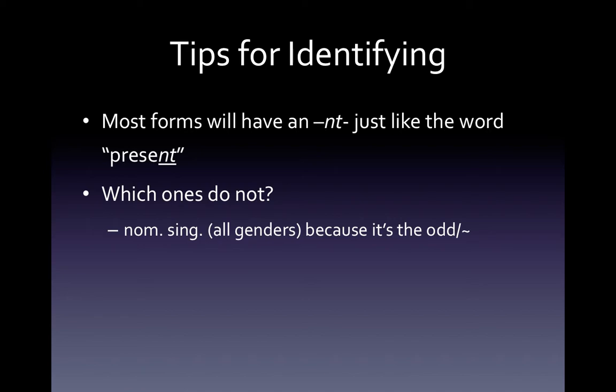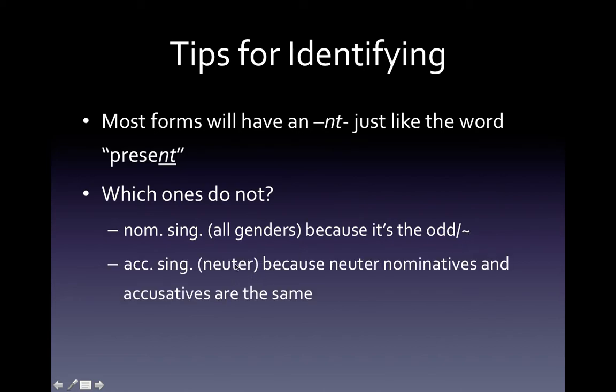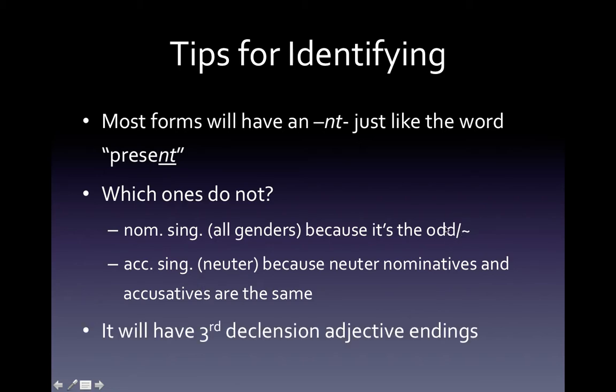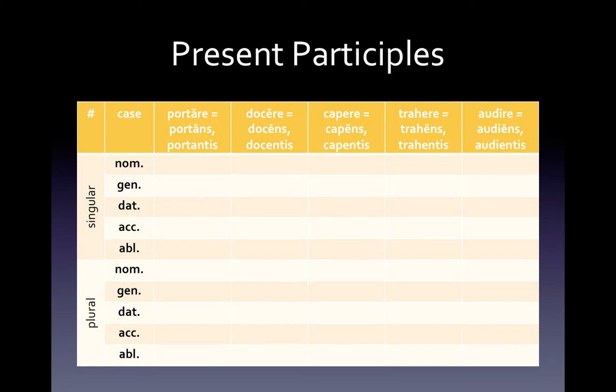Specifically the nominative singular, and this is true of all genders, and that's because it's in the odd box, right, or the squiggly line. If you're dealing with a neuter, then of course the accusative is going to be the same as the nominative, so it's also going to be the odd one. And then it'll have third declension adjective endings. So if you see something that looks like it should be a verb, but it has this NT in there, and it has what look like third declension adjective endings, you're likely dealing with a present participle.